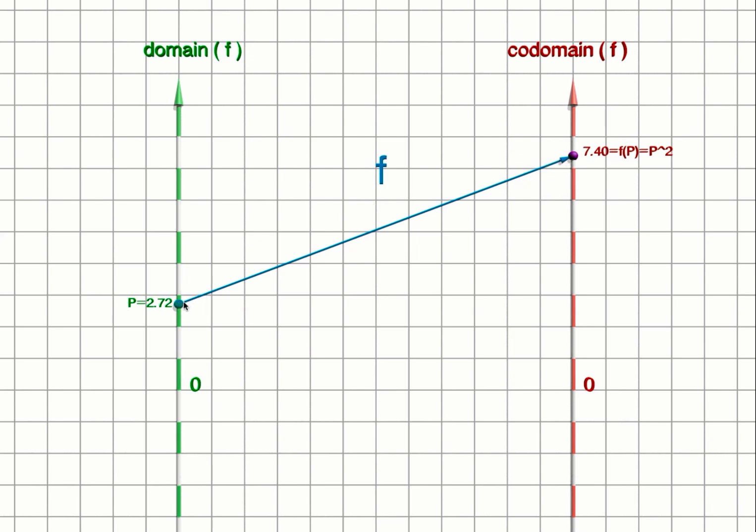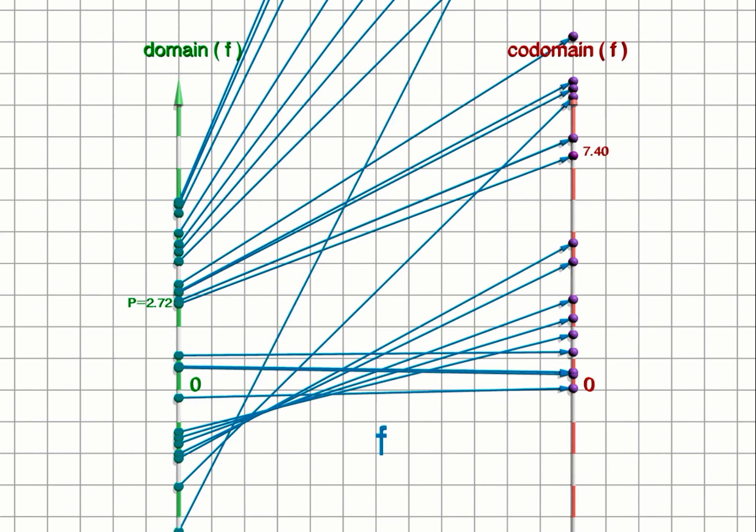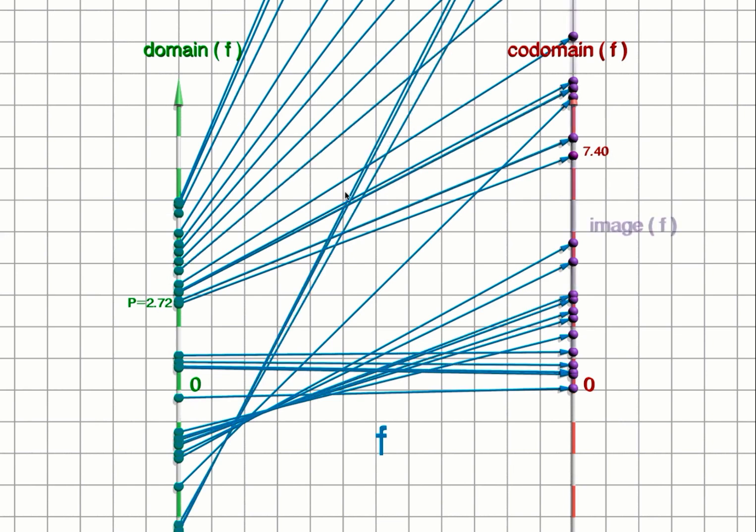Now this is just an image of one element in the domain. There are infinitely many of them on which f acts. So let's see a few more of them to have an idea what the image of f might be. Okay, so now we have the image of about 20 different elements in the domain, chosen randomly. As you can see, all the images are concentrated in the positive half line of the codomain, so they're all greater than or equal to 0.